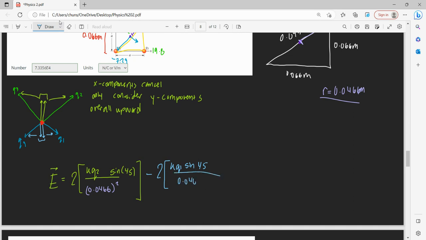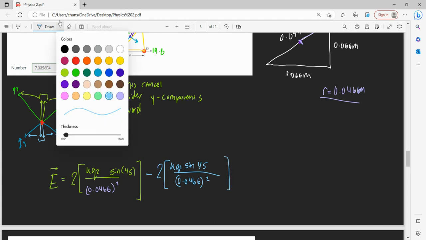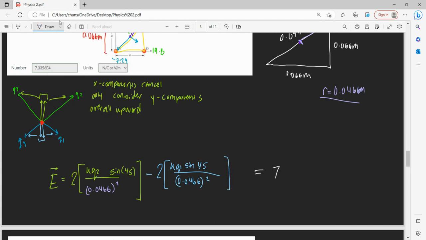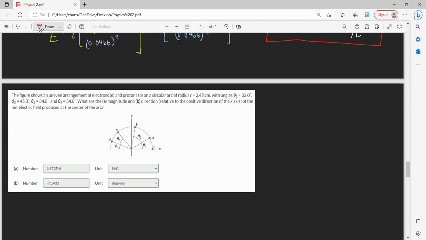for 0.0466 squared. And then this gives us a final answer of 7.335 times 10 to the 4 newtons per coulomb. That is our final answer. So that's why it's important to understand the geometry and symmetry of some of these questions, because it's going to make them a lot easier to answer. So that is our first question done.